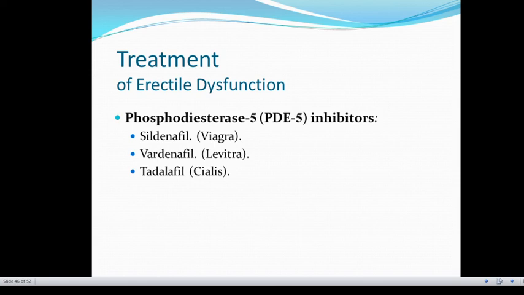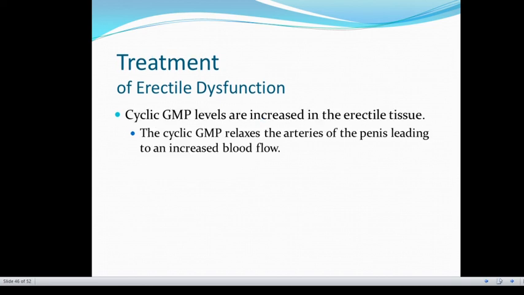The treatment of erectile dysfunction includes the use of phosphodiesterase 5 inhibitors like sildenafil, known as Viagra, or vardenafil or tadalafil. By the use of these drugs, the cyclic GMP levels are increased in the erectile tissue. And this cyclic GMP then relaxes the arteries of the penis, leading to an increased blood flow to achieve erection.